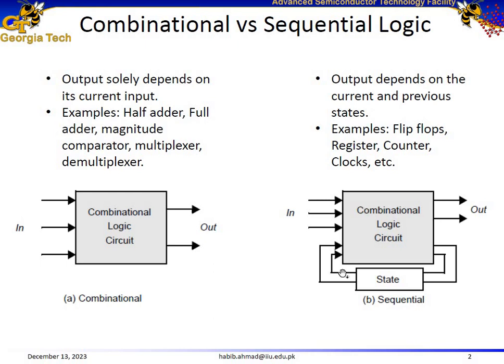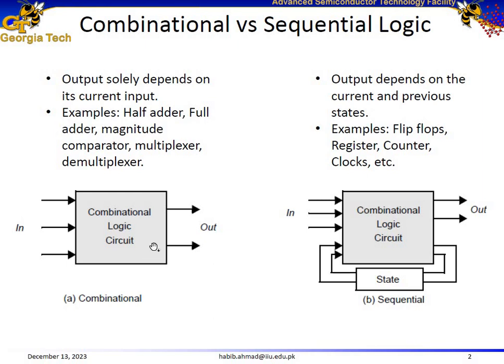Combinational versus sequential logic gates. In a combinational logic circuit, the output entirely depends on the current state of the input, while in a sequential logic gate, the output depends on the current state of the input, but it also depends on the previous state of the input. So sequential logic gates actually involve memory, while combinational logic gates do not involve memory.